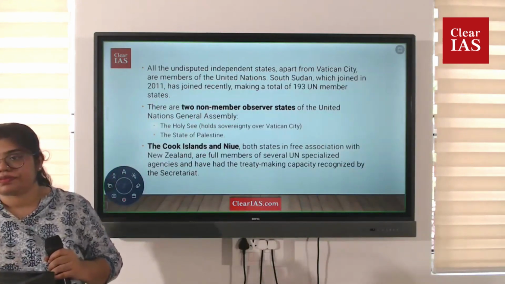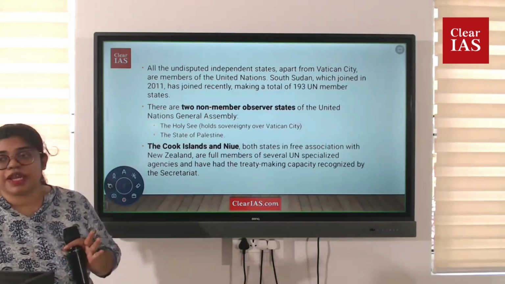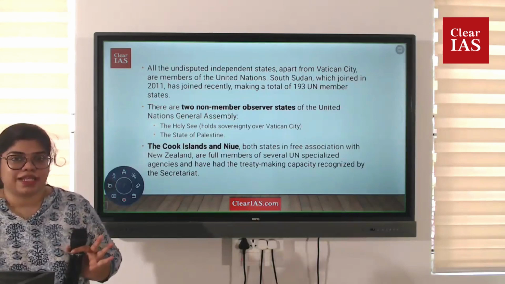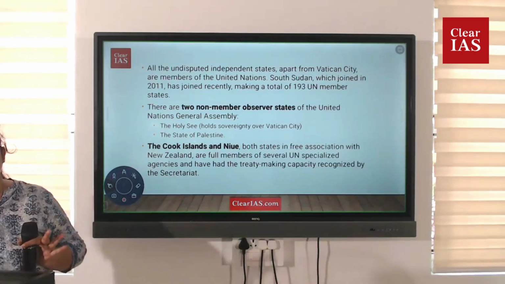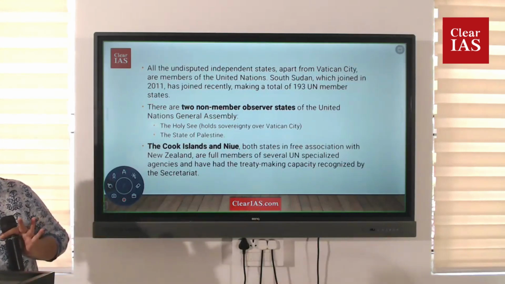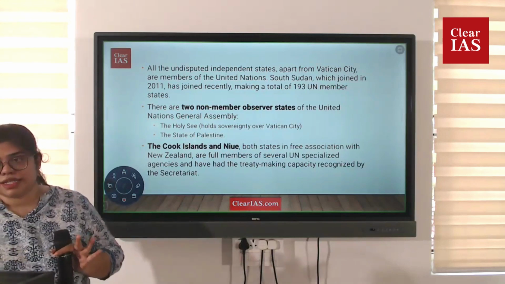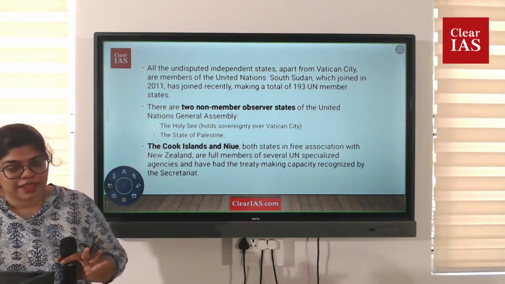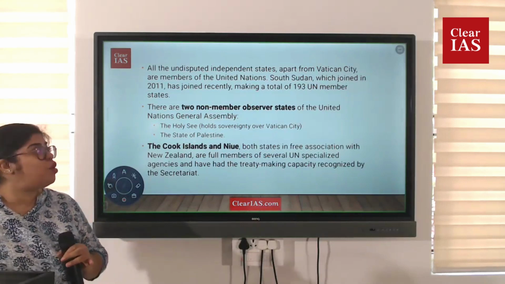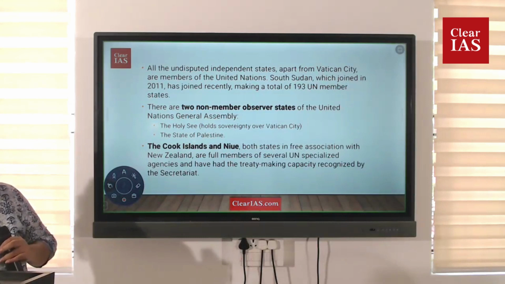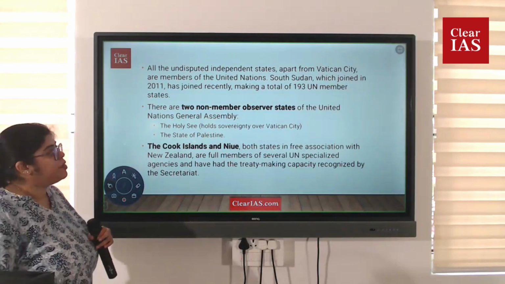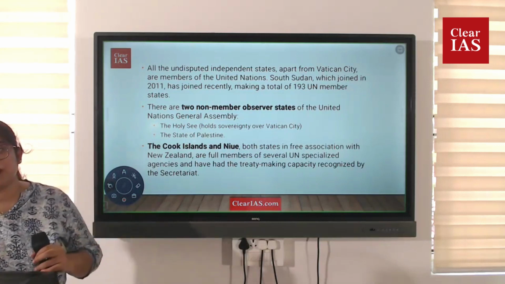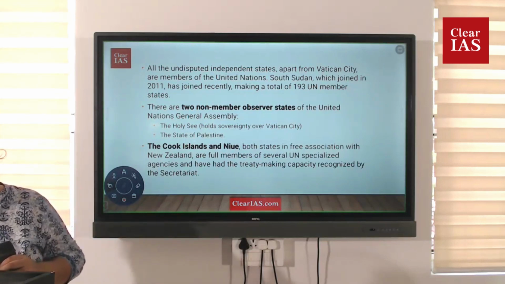Then, who are the members of the United Nations? All the undisputed independent states. Okay, all the undisputed independent states are the members of the UN. Vatican City is not. South Sudan was the recent join. So now there are 193 UN members and there are 2 observer states. One is the Holy See. Holy See is Vatican City. Then there is Palestine. These 2 are the non-member observer states.